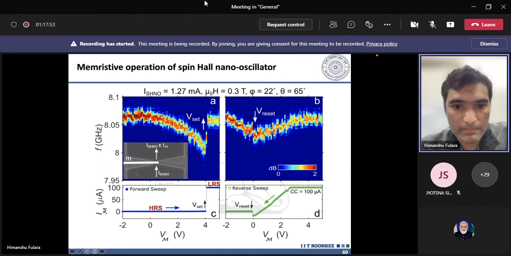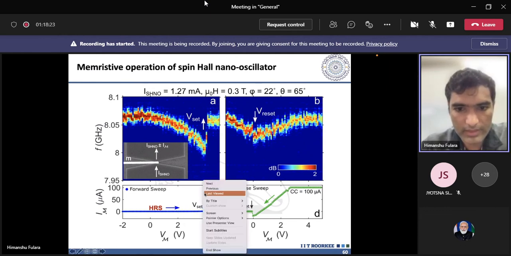So here you see this is the actual device, and this is our gate. This gate is used for applying the electric field. When we apply the electric field with this gate voltage, you see that when I apply the gate voltage from -2 to 4 volt, we are in the high resistance state, which means that our ion movement is not happening until this voltage.